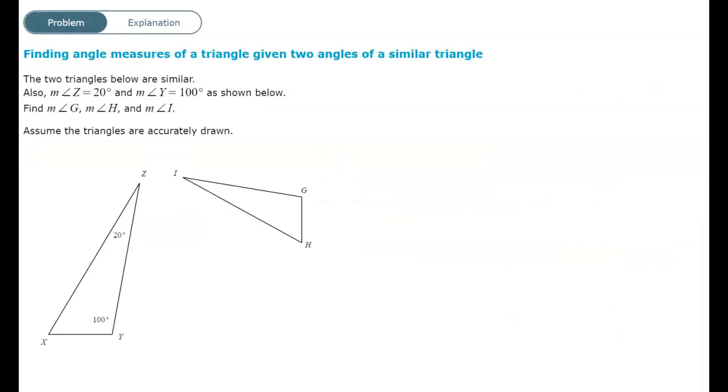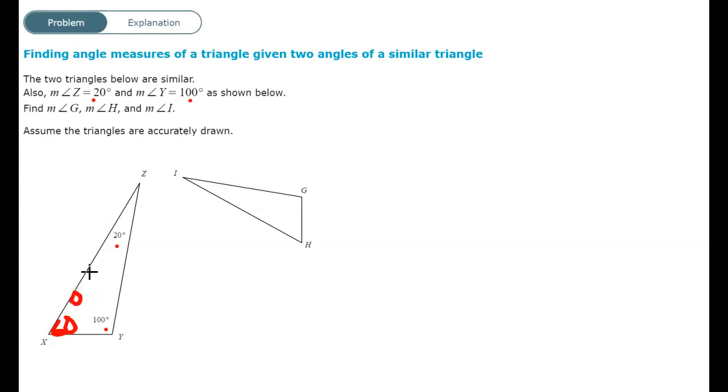Finding angle measures of a triangle given two angles of a similar triangle. This is real easy here, you guys. Angle Z is 20, angle Y is 100. Here's angle Z, it's 20, here's angle Y, it's 100. So the three angles inside of a triangle add up to what, you guys? Yep, you got it, 180. So if this is 20 and if this is 100, then this has to be 60 degrees. Okay, so that's going to be 60 degrees.